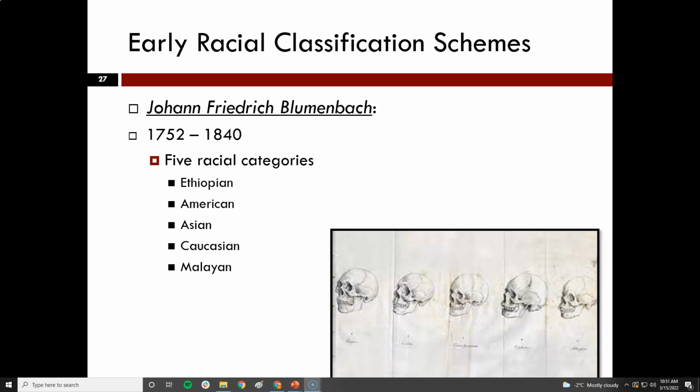And again, I mentioned that the reason why I want to focus on Blumenbach's classification is that he's considered to be one of the fathers of biological anthropology. And the reason for this is that his classification system was not based so much on skin color as it was based on skeletal anatomy, in particular his analysis of several hundred skulls that he had collected from around the world.